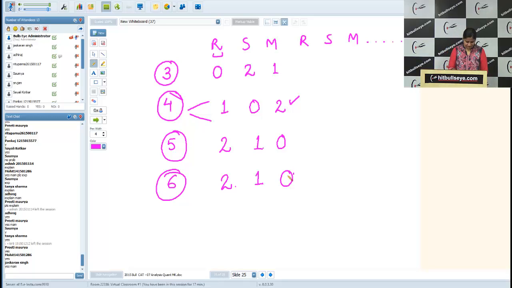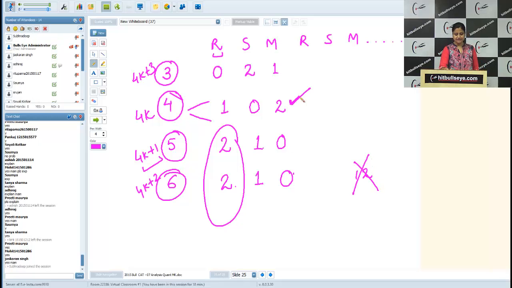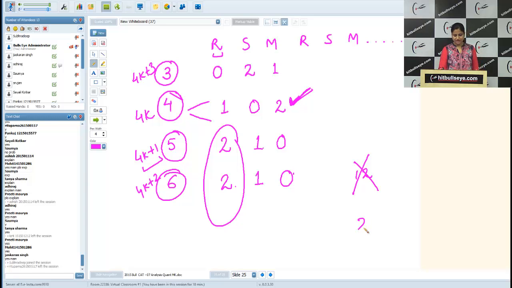Now coming to question number 54, which asks for which of the following basic numbers Ram will win. As you can see, this is a 4k plus 3 type format. This is 4k, this is 4k plus 1, this is 4k plus 2. If the number of sticks is of the format 4k plus 1 or 4k plus 2, Ram will always win. Going by the options, 12 cannot be the answer, because in that case Mohan will win. If we take 23, then Sham will win. And 34 is of the form 4k plus 2, so Ram will always win. That's why the third option is the answer.